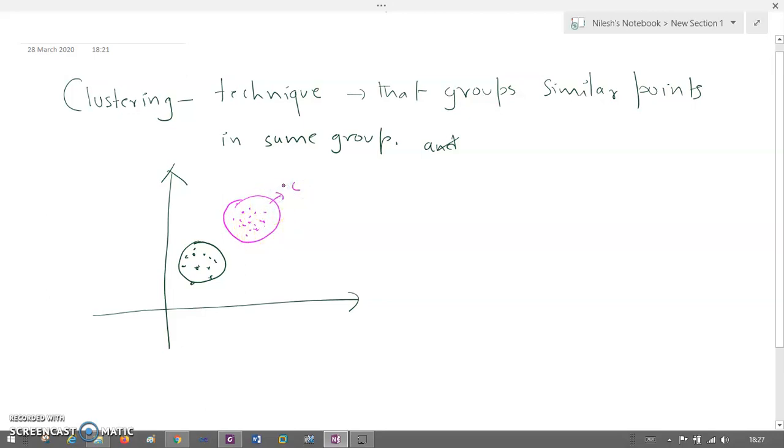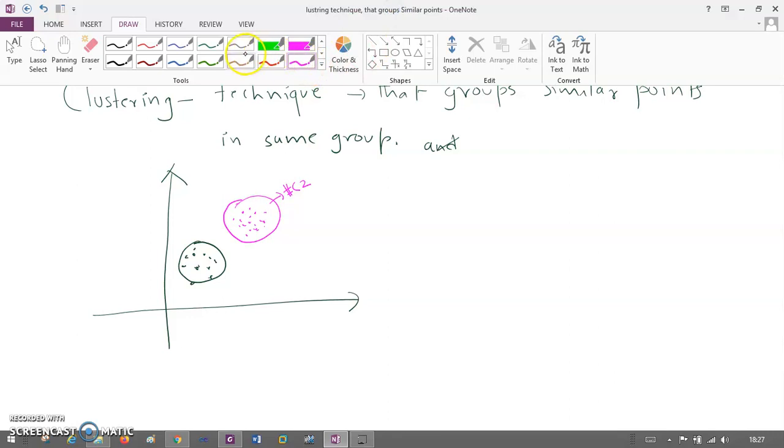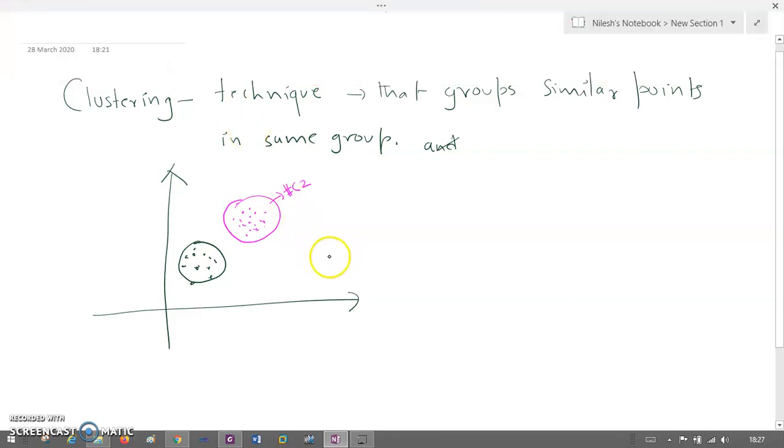So this is my cluster 2, and let me take another color to have one more cluster. So this is cluster 3, my C3 cluster. I have 3 clusters over here, and the data points that reside in a cluster have similar characteristics, and that's why I put them in the same group. So this is clustering.